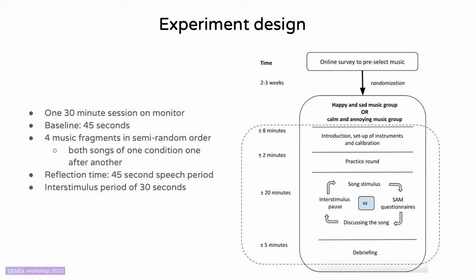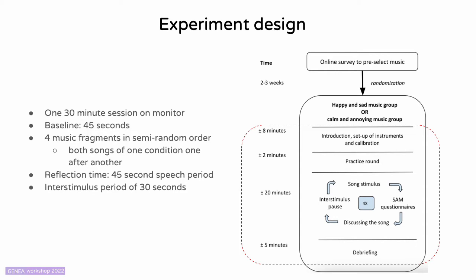The experiment consisted of 1 session for each participant and lasted approximately 30 minutes. Participants were first given a short explanation of the experiment. Then the belts and the microphone were attached, and a test round was recorded. At this point, the experimenter left the room to avoid observer effects. The baseline condition after calibration lasted 45 seconds.